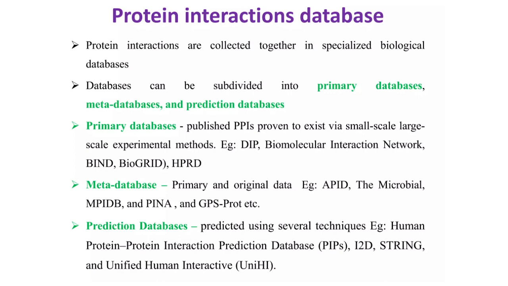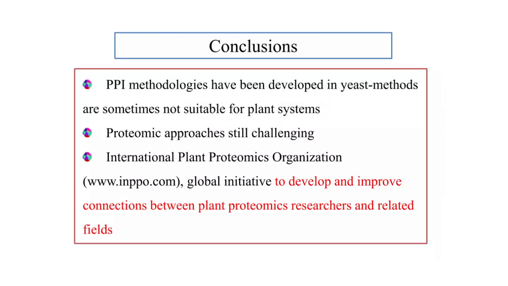And for the prediction databases, you have the protein-protein interaction prediction database, PIPs, or I2D, STRING, Unified Human Interactome, or UniHI. These use several techniques for the identification of protein-protein interactions. And these are databases, so they give information about protein-protein interactions, or PPIs.